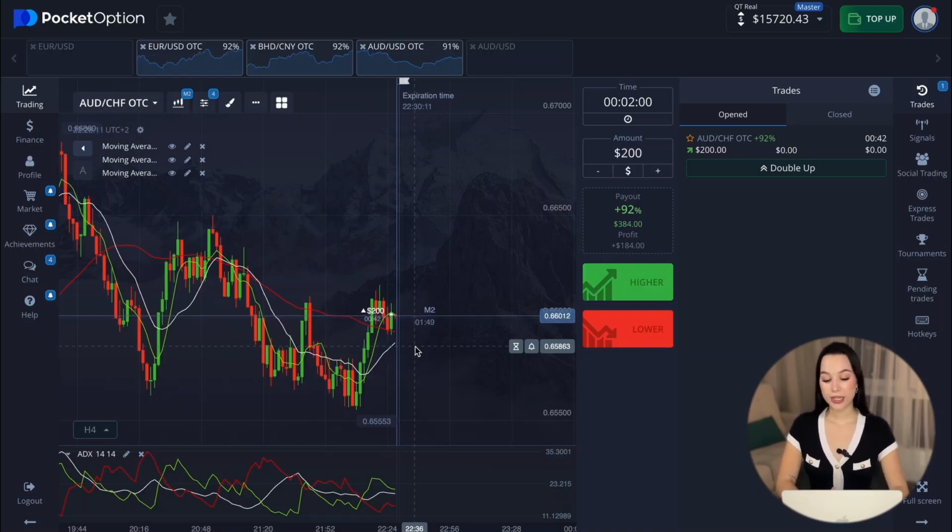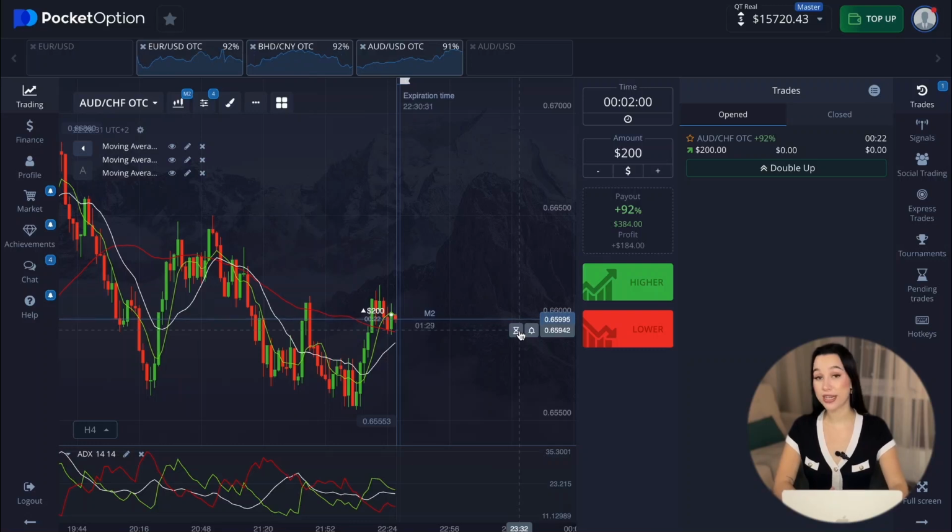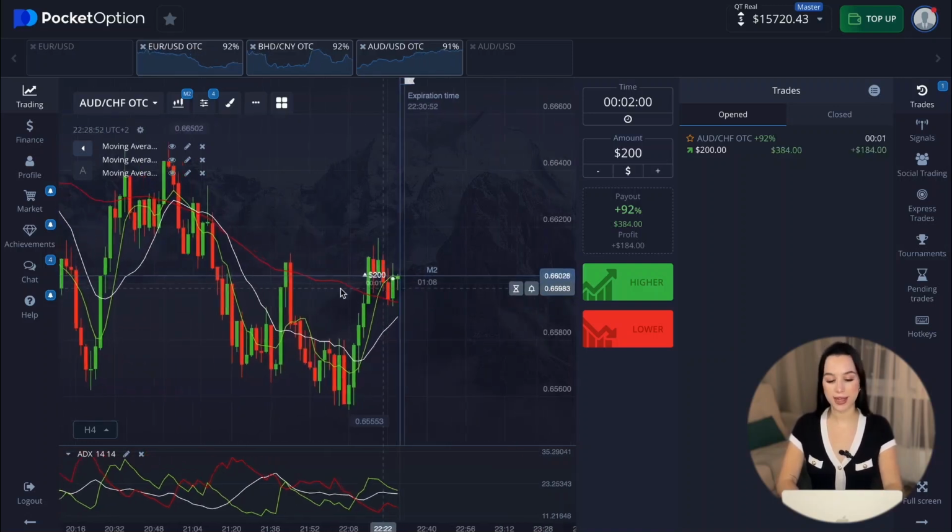Also, we need to look at the resistance and support levels here, because this is really important, because none of the indicators will show you a 100% signal. Even if all the indicators that you use, 2 or 3 indicators, are showing you to open a position up, for example, your chart may have just reached the resistance level and it will not break this level. Probably in like 80% of cases it will not break this level. So that's why you also need to look at the resistance and support levels, and I will show you, I think, in the next example.